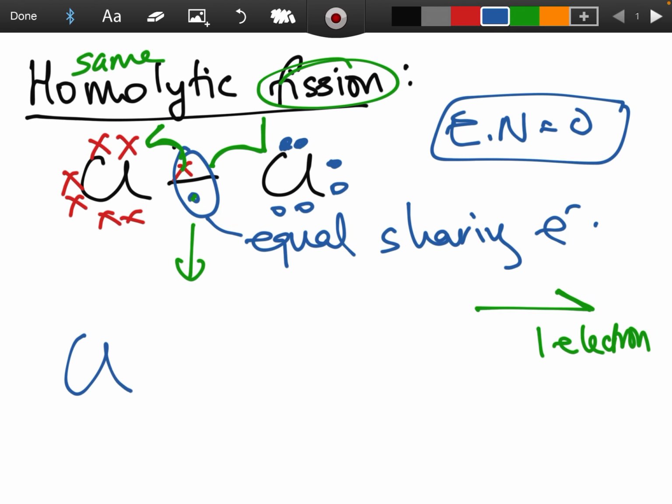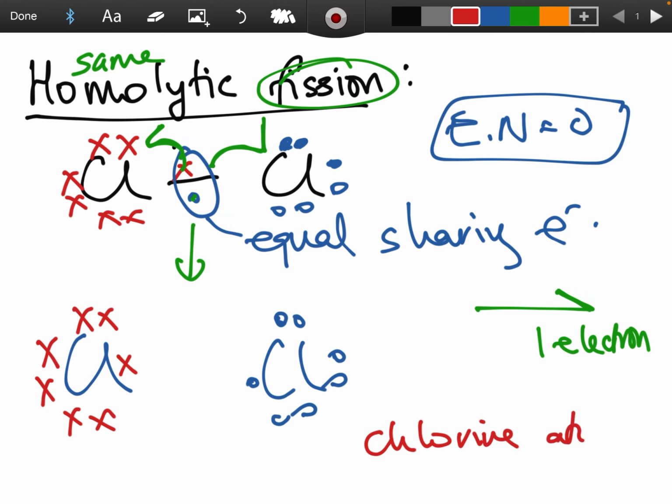So when you look at it, the molecule has split or broken up, and you end up now with 2 chlorine atoms. So you've essentially just got back your atoms again. So these are neutral, but they're very, very reactive.